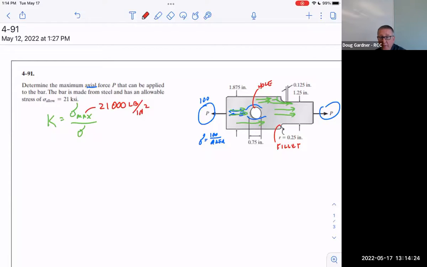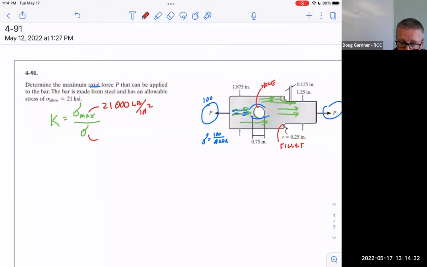And then it's asking for P, which isn't even in the formula, right? So that's kind of a little bit frustrating. Like P is not even in there. But remember, sigma is equal to P divided by the area, right? Or, I mean, we use the N, so it's the normal force divided by the area. So it kind of is in there if we were to replace that. And so that's kind of interesting.